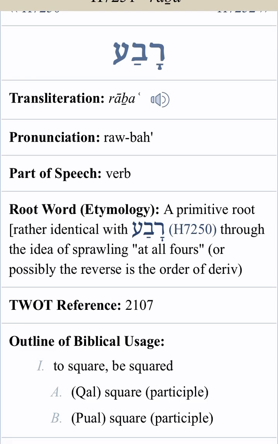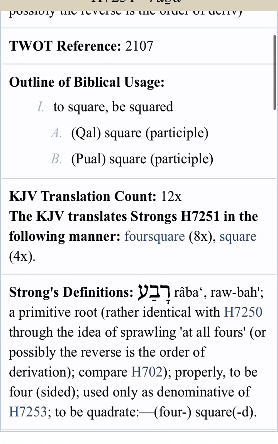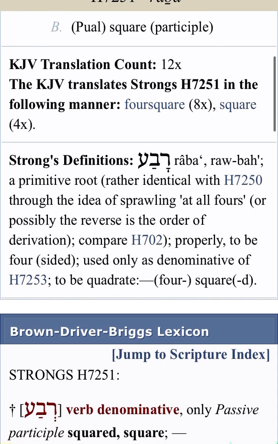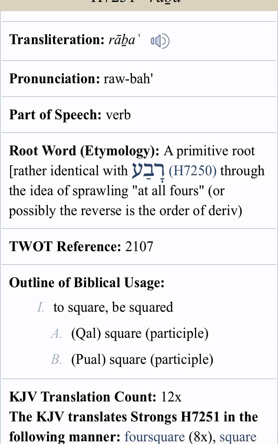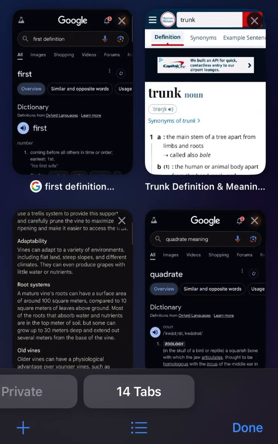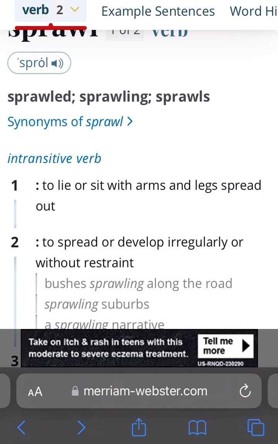It says a primitive root, rather identical with Rabbi, through the idea of sprawling at all fours, or possibly the reverse is the order of derivative. All right, so what it means by sprawling at all fours is essentially from the center. I'm gonna get the definition of sprawling. All right, this is the definition of sprawl, and it says to lie with arms or legs spread out, because you got 1, 2, 3, 4 arms and legs.